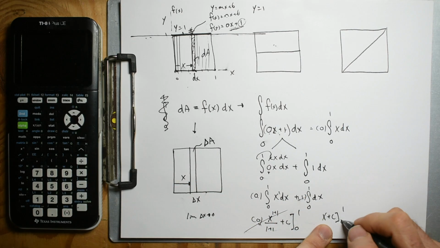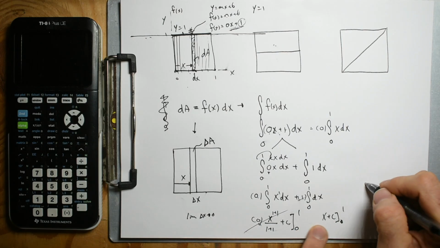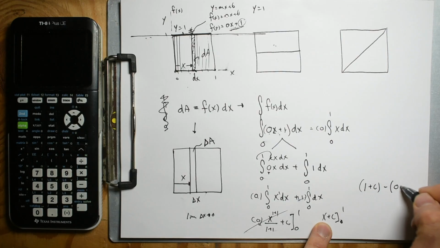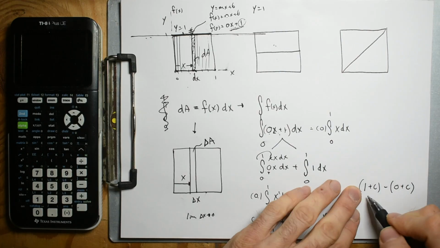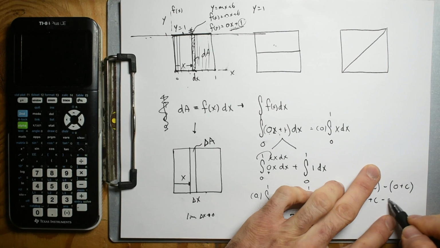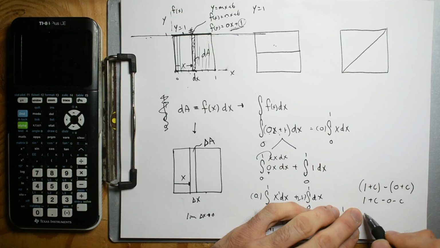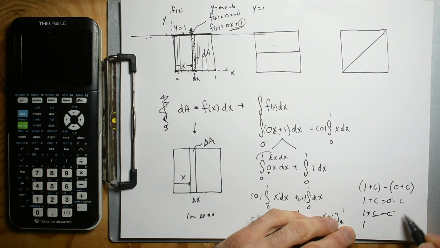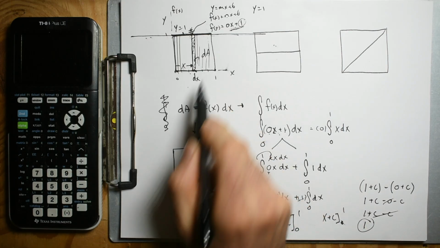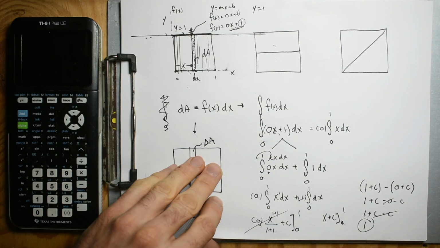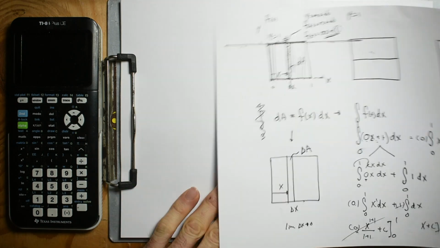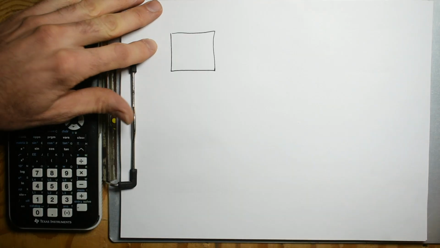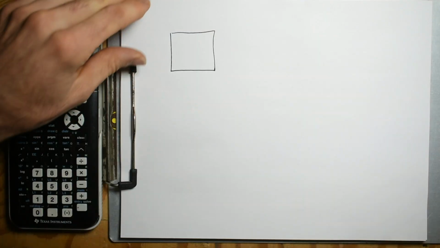And we're going to evaluate this between 0 and 1, which is taking 1 plus c minus 0 plus c. And so we're going to have 1 plus c minus 0 minus c. So this is 1 plus c minus c. This is 1. And that's what we would expect, the area of 1. So let's do that same process with this shape. And then finally we'll do it with this shape.